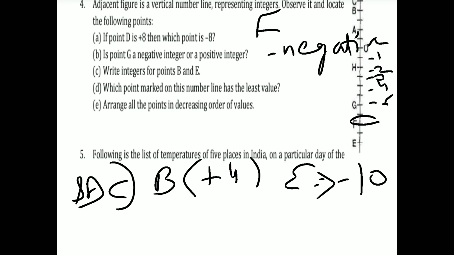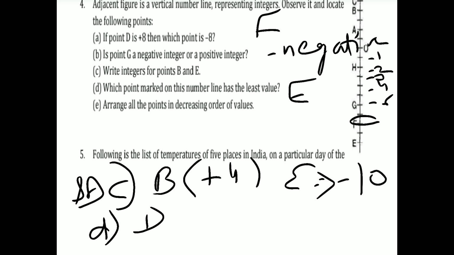We do D. Which point marked on this number line has the least value? सबसे कम value you have to tell. E. So answer is E. E is having least value. Arrange all the points in descending order of the value. Descending means big to small. So सबसे ज़्यादा value किसकी है? D की. Which they have not written.